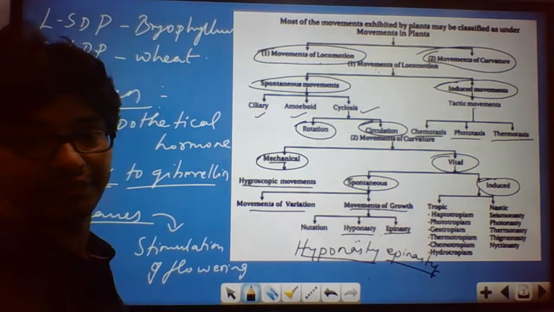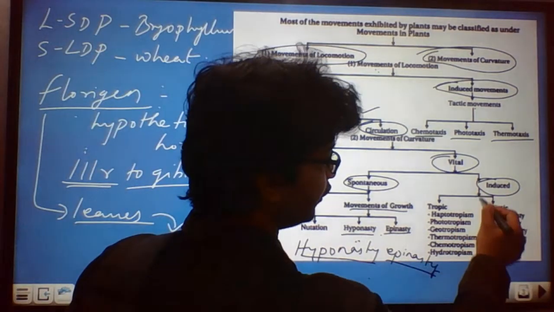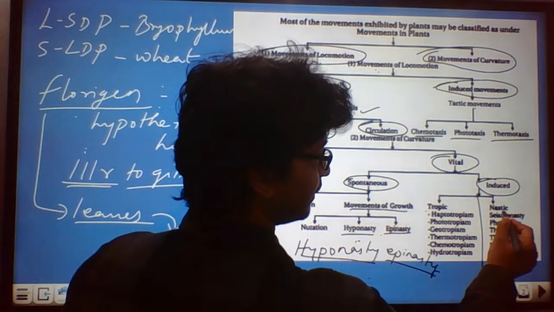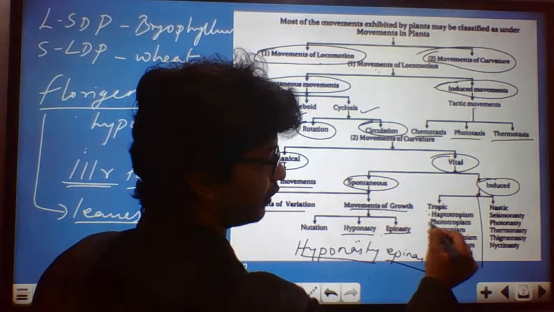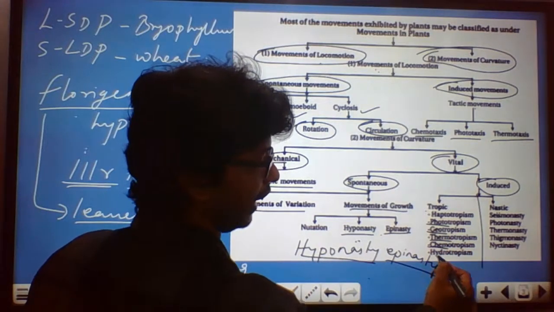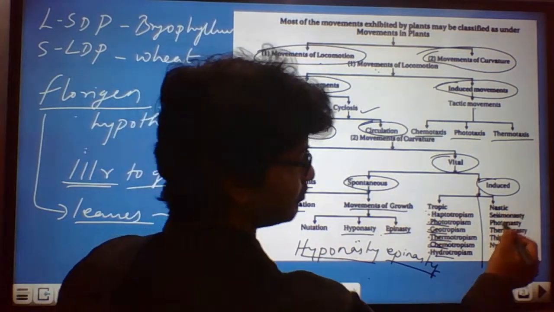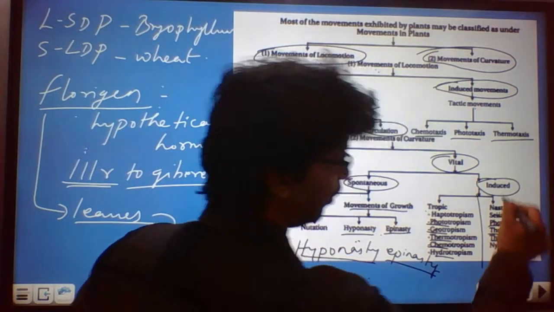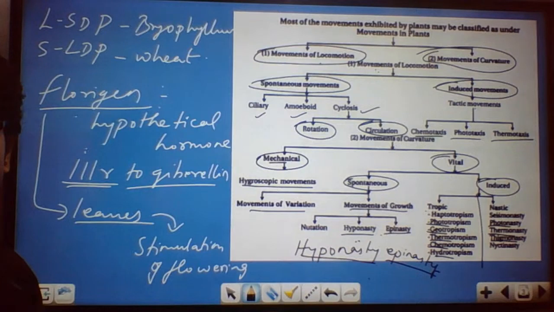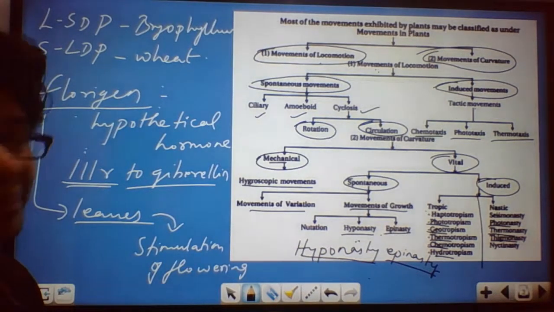What is the difference between these two? Okay, induced tropic and nastic movements. We have different types of tropic movements: thermotropic, geotropic, phototropic, chemotropic, hydrotropic, all these things. Nastic movements, we have the photonasty, thermonasty, thigmonasty, all this type of movements. This is just a little bit of information about the types of movements of the plants.